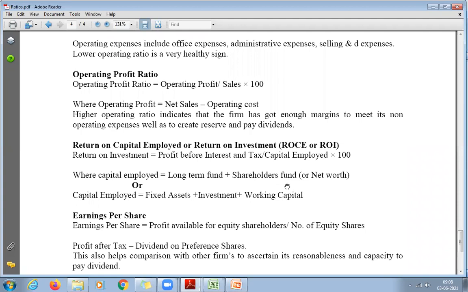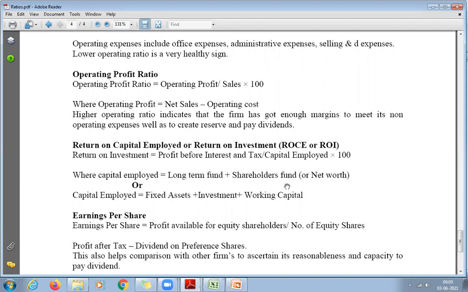Shareholder fund means shareholder equity plus preference plus reserves and surplus. Then some more is there. One more is there. Preference shares. Yeah, you already told, right? Share capital is equity plus preference plus reserves and surplus. Then one more you have to deduct. We have to minus something. Fictitious assets. Yeah, we have to deduct fictitious assets. What do you mean by fictitious assets?